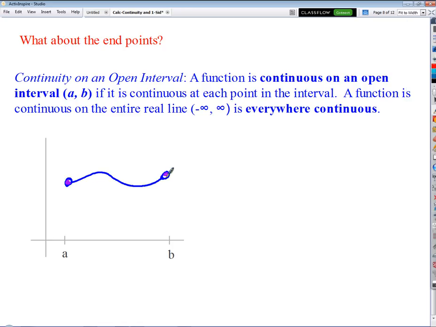So continuity on a closed interval would be true if... let me write this part down. How do we define continuity on the closed interval from A to B? And everybody understands the brackets mean a closed interval, including the endpoints, right? Okay. Well, continuity on the closed interval from A to B exists if continuity on the open interval from A to B exists, and what else?